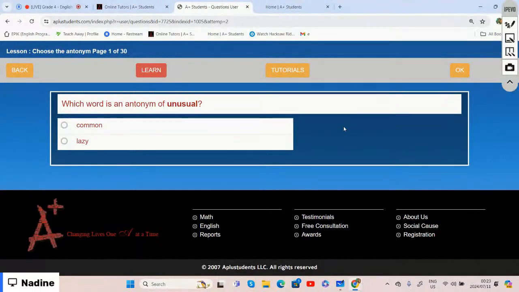All right, we need to say which word is an antonym of unusual. Unusual, the opposite of unusual. If something is not unusual, does it mean it is common or it is lazy? The opposite of unusual.